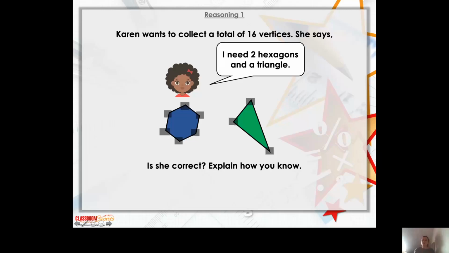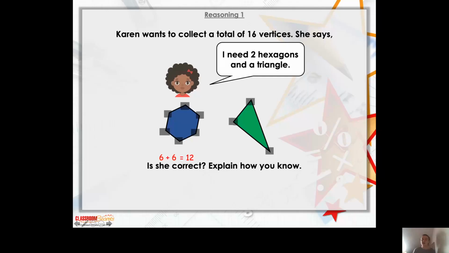Okay, so to work out how many vertices she would have in total, well, she would have 2 hexagons. So if one hexagon has 6 vertices, we need to do 6 plus 6 to work out how many vertices she would have with 2 hexagons. So we need to do 6, add 6, and then what is 6 add 6? What is double 6? Well, double 6 equals 12, doesn't it? 2 times 6 or 6 times 2 equals 12.